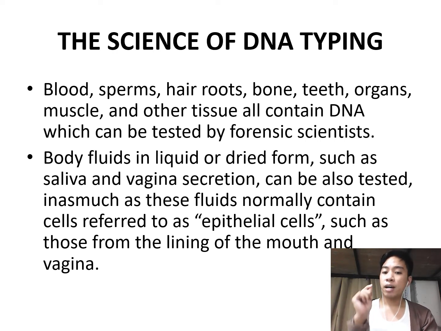Pwede din naman tayo makakuha ng evidence dun sa lining of the mouth and then sa vagina. So, ibig sabihin dito sa parte na to, itong epithelial cells natin, this is usually pwedeng pagkunan pag evidence of paternity. Ito na sa gilid nitong natin. Ito. So, manipis siya na cells na pwede natin ma-extract agad or sa vagina.